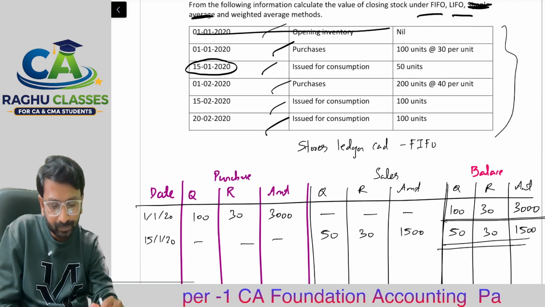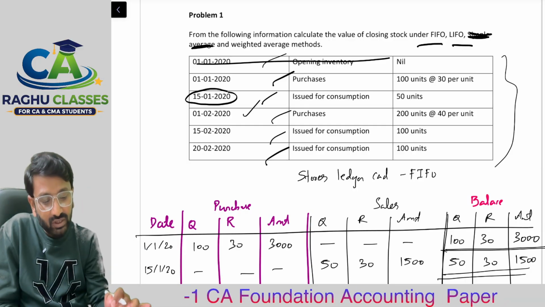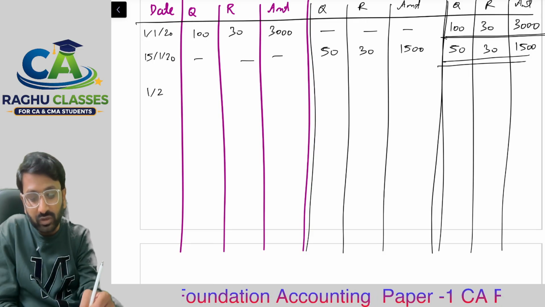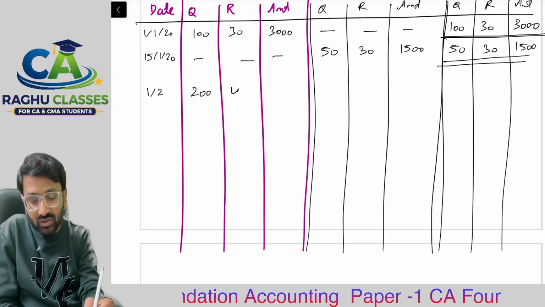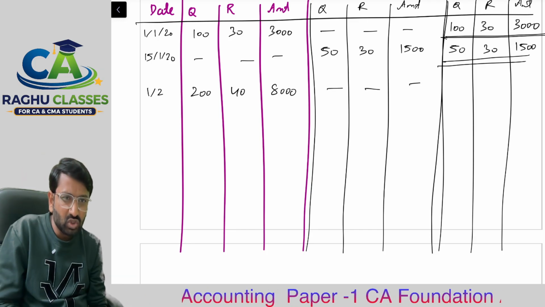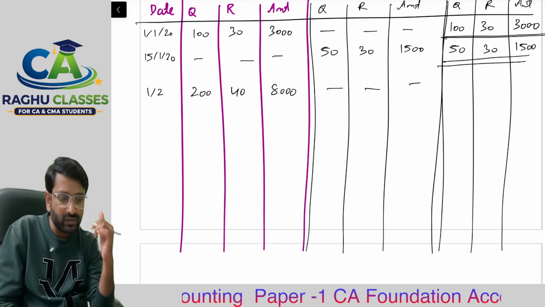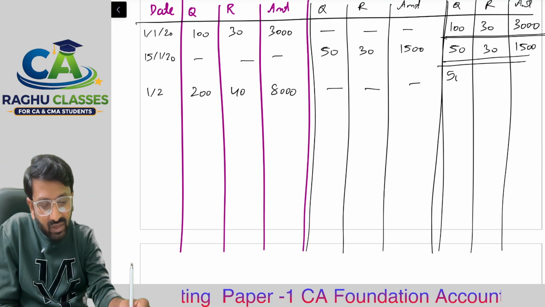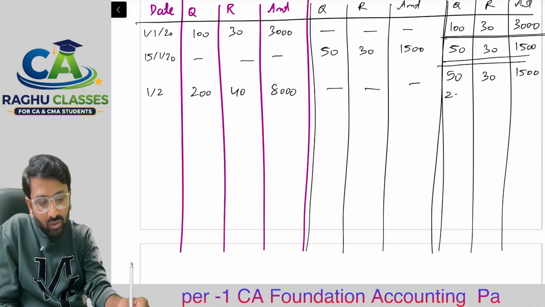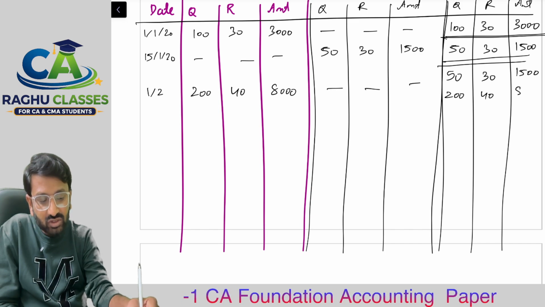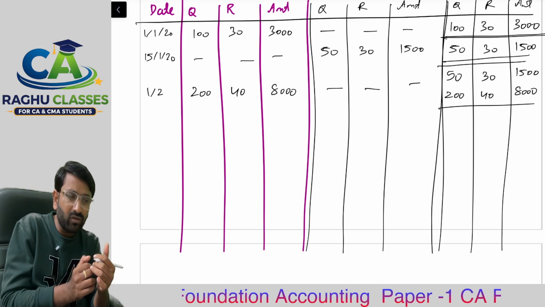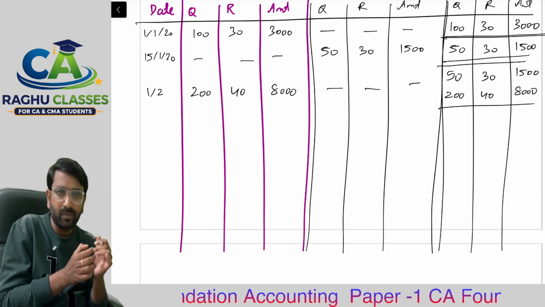Next, there is another purchase of 200 units, on 1st of February, I'm sorry. 200 units costing 40 each, total is 8000. Now, when you maintain the balance column, you maintain lot prices. Already we have 50 units at 30 each. In addition to that, we have got another 200 units at 40 each. You need to maintain that lot-wise so that you can keep track of what is with you whenever there is a purchase or sale.